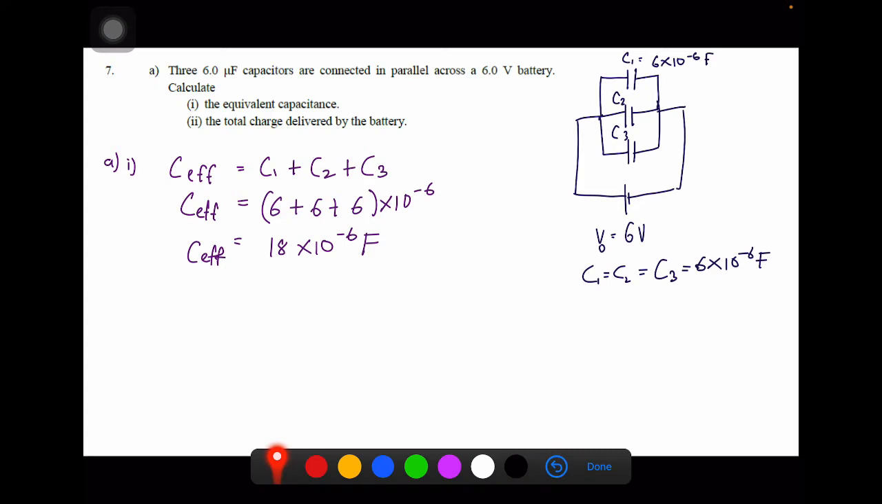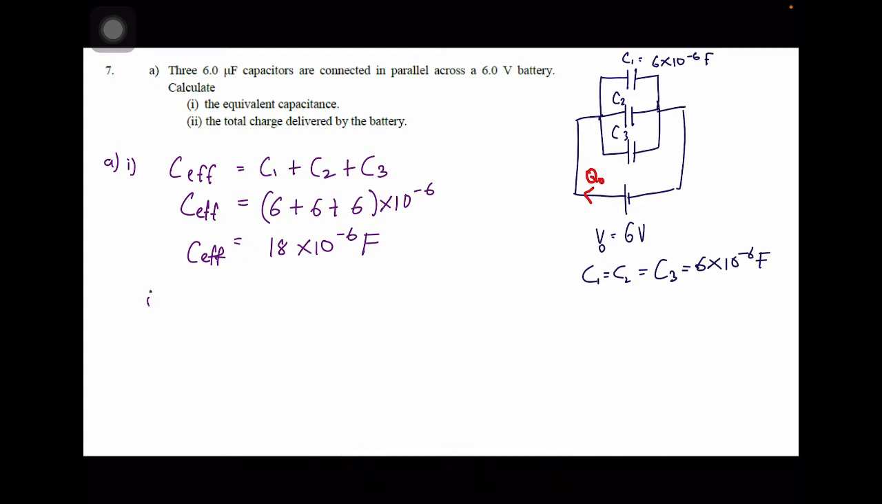Question number 2, the total charge delivered by the battery. So you can imagine that if I want to find total charge, it's basically the charge coming out from here, like this. So I want to find my Q naught. If I want to find my Q naught, I have to use the equation of C naught, or C effective in this case, equals Q naught over V naught. So if you want to find total charge, you have to use C effective and V of the power supply. So everything must be maximum. Something you can think like that.